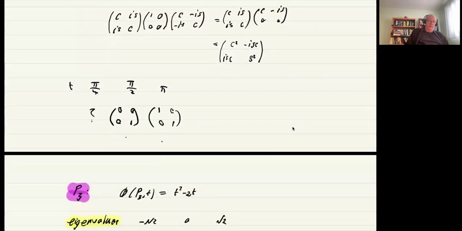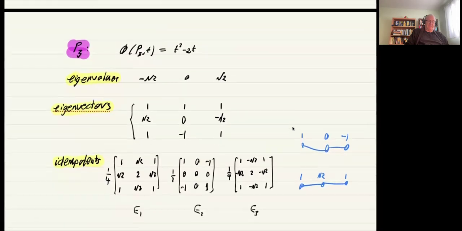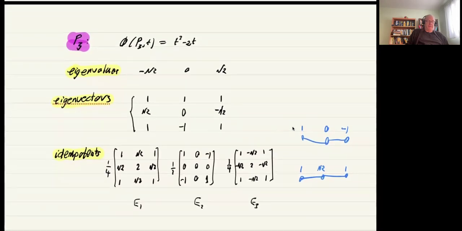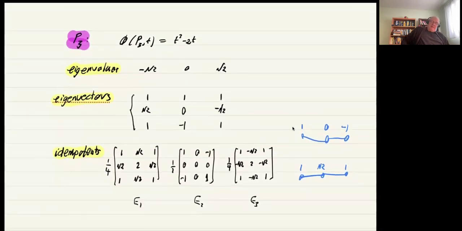Okay, so we followed the tradition and worked out what happens for P2. What do we do next? The next graph which is going to come up is the path on 3 vertices. This is worked out in the notes in detail, so I'm going to refer you to that, but I'm going to go through some of the key steps.